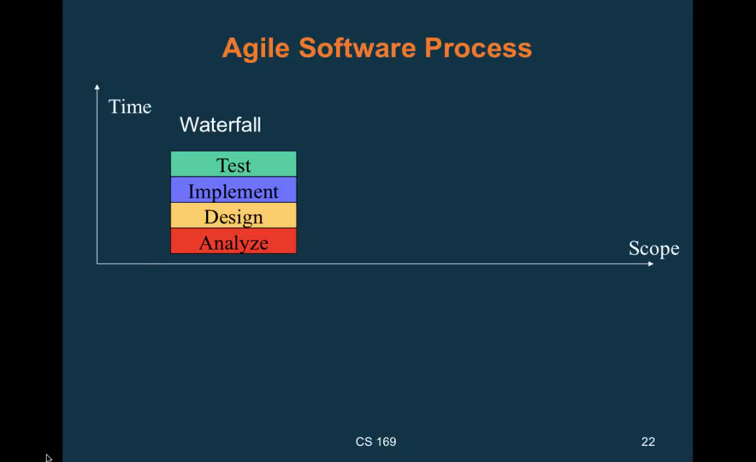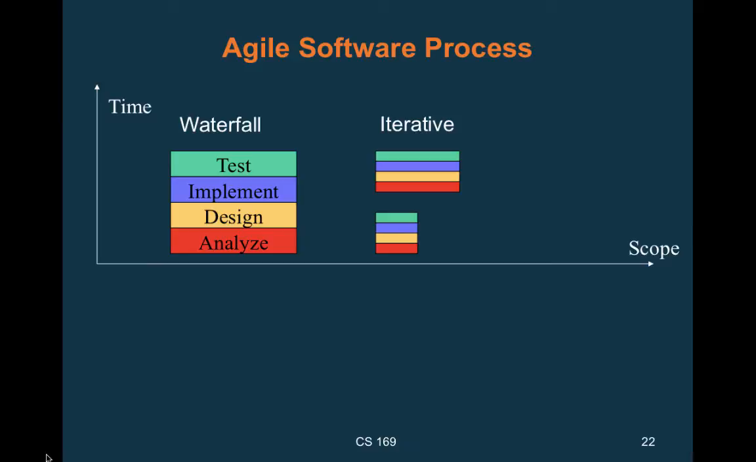This is time, kind of going on the y-axis, and this is the set of features. Let's say the scope that you are building. So in a waterfall process, you start with the entire scope of your project and you analyze it all, and you spend some time, and you're done with an analysis for all of the features. And then you design them all, and then you implement them all, and then you test them all.